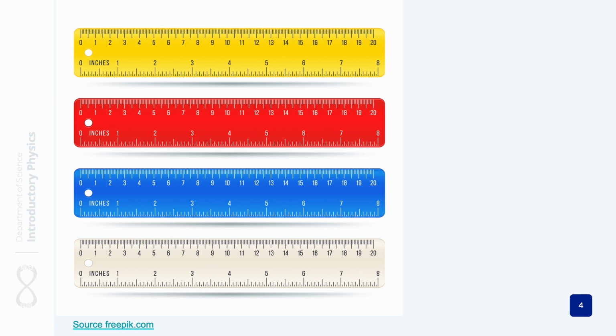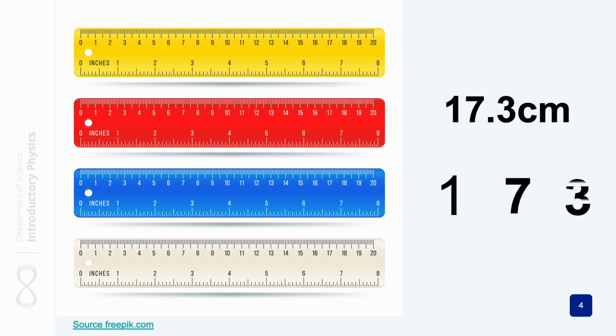So, significant figures are digits in a number that convey meaningful information about the precision and accuracy of the measurement. For example, if you measure the length of a pencil with a ruler, you might get a value of 17.3 centimeters. This value has three significant figures: the 1, the 7, the 3. The decimal point is not a significant figure, but it helps to indicate the position of the significant figures.